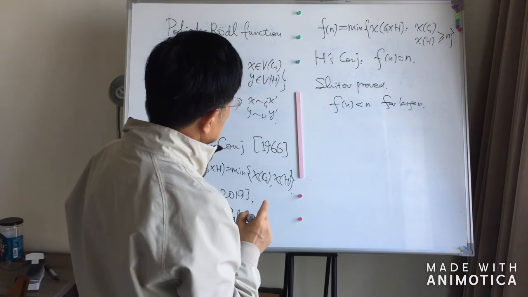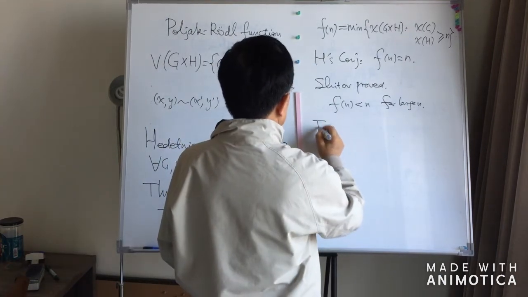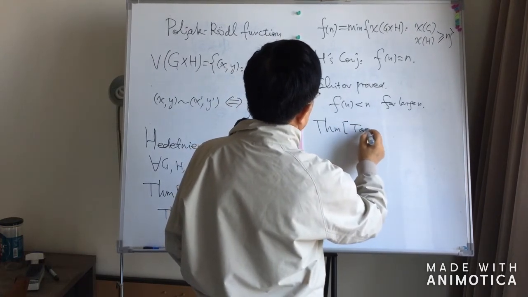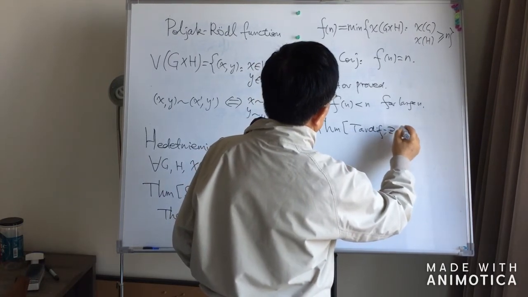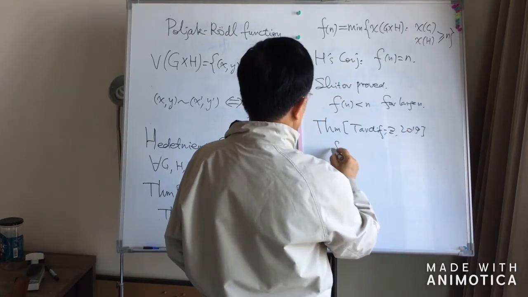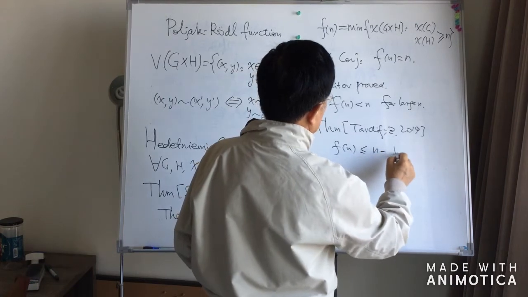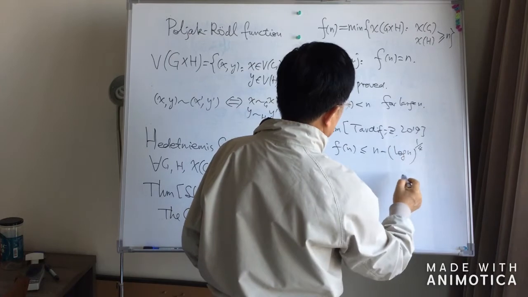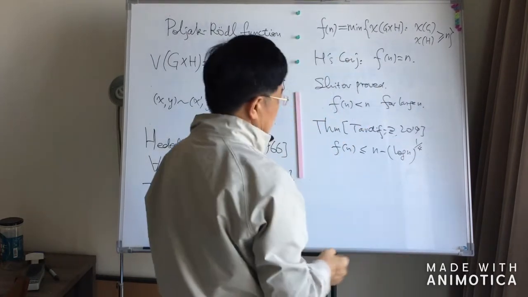Right after Shitov proved his result, Tardif and I, using his result, proved that f(n) is actually less or equal to n minus (log n) to the power 1/4. This is also for large n.